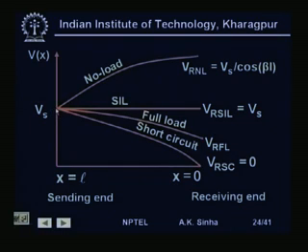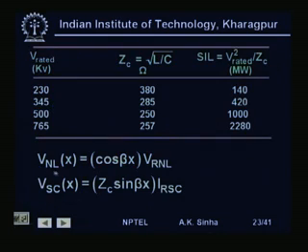If the line is unloaded, then the sending end voltage Vs, or V no load, at any distance x, which we can write as a distance L, is equal to cos beta x or cos beta L for the sending end voltage into VR. Now, in this case we find that the sending end voltage is going to be less than the receiving end voltage, and if we keep the sending end voltage as 1 per unit, then we find that the receiving end voltage is going to be much higher.